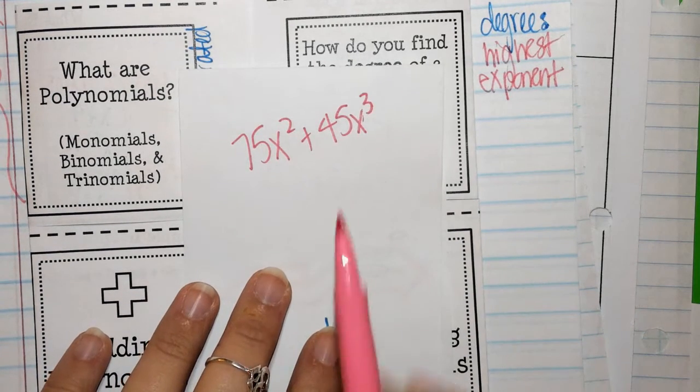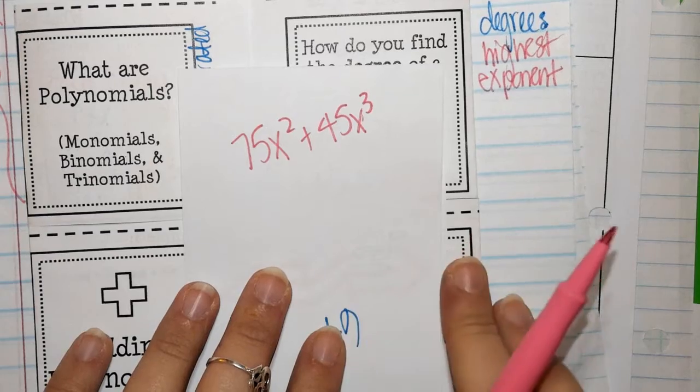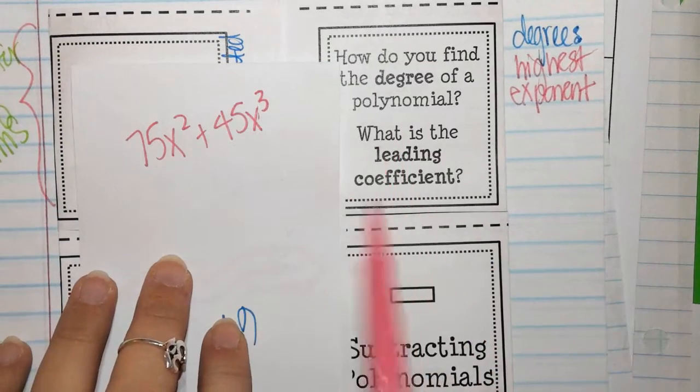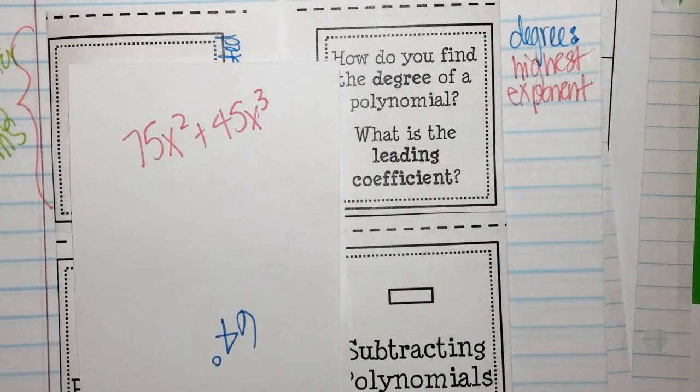3 is the highest exponent, so it's 3. Now, next we have to talk about the leading coefficient. What is that? What do you think that means? Like, what follows that reason? You think it's the biggest number? I think it's the one that's in the front because it is leading.